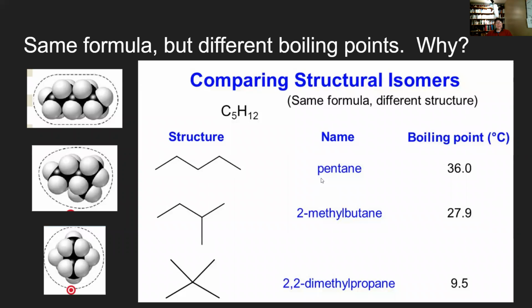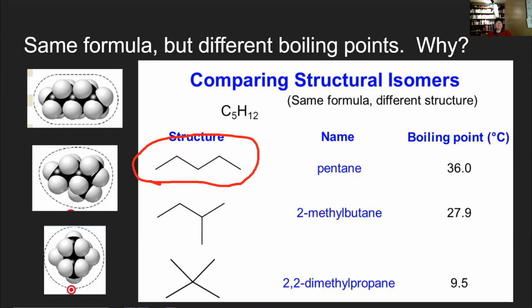So let's take a look at same formula, but different boiling points, and if you can come up with an explanation as to why. So here are pentane, 3 isomers of pentane. Pentane is C5H12. One of the structures is just the straight chain of pentane, which you can notice is the first structure here, and it has a boiling point of 36 degrees Celsius.